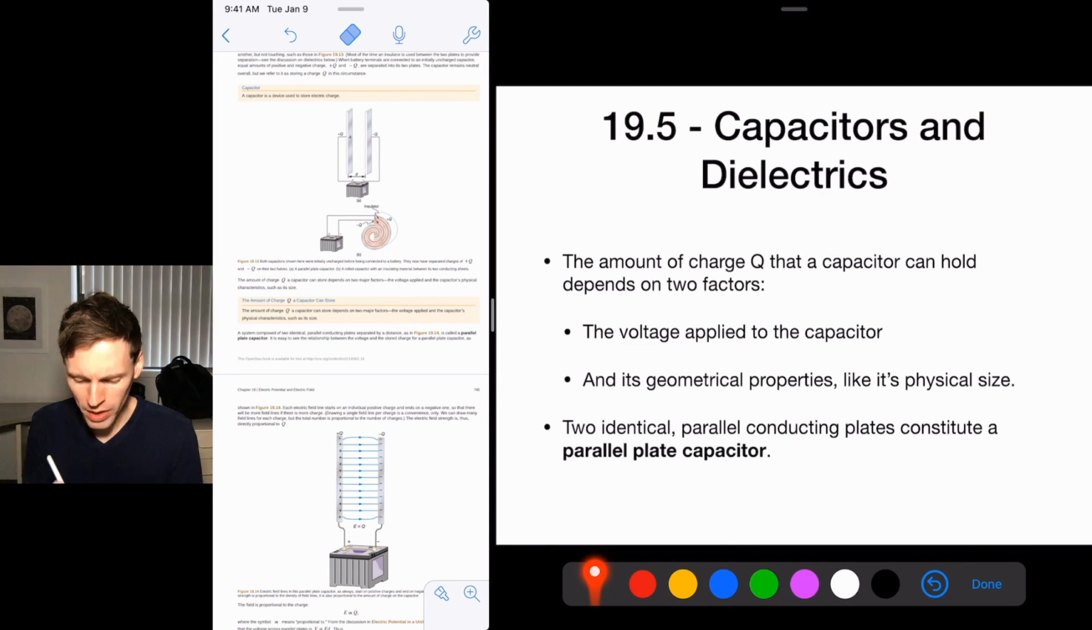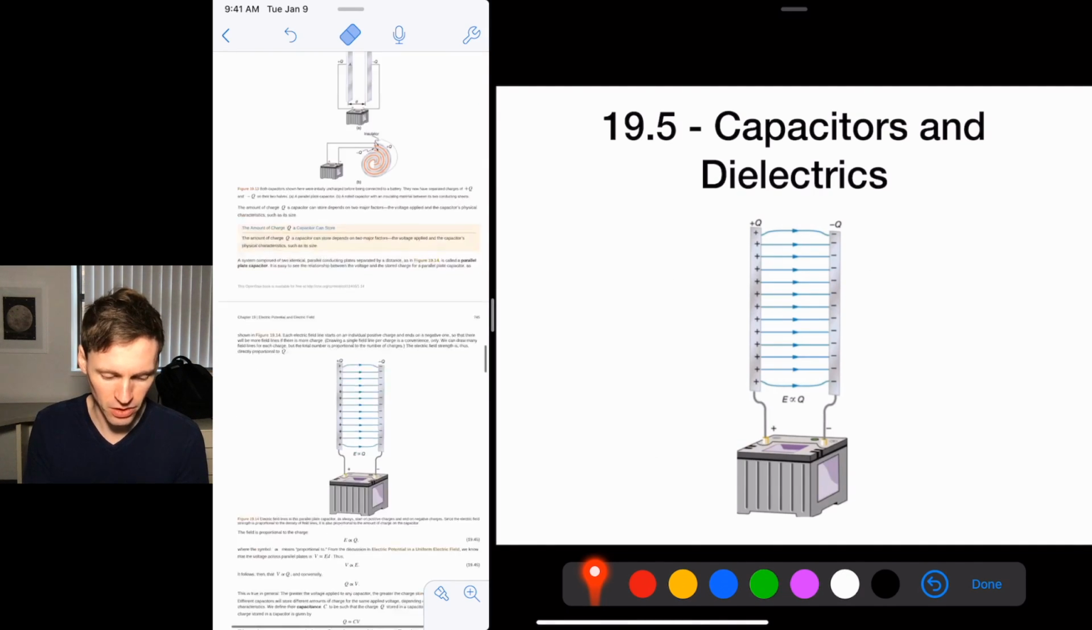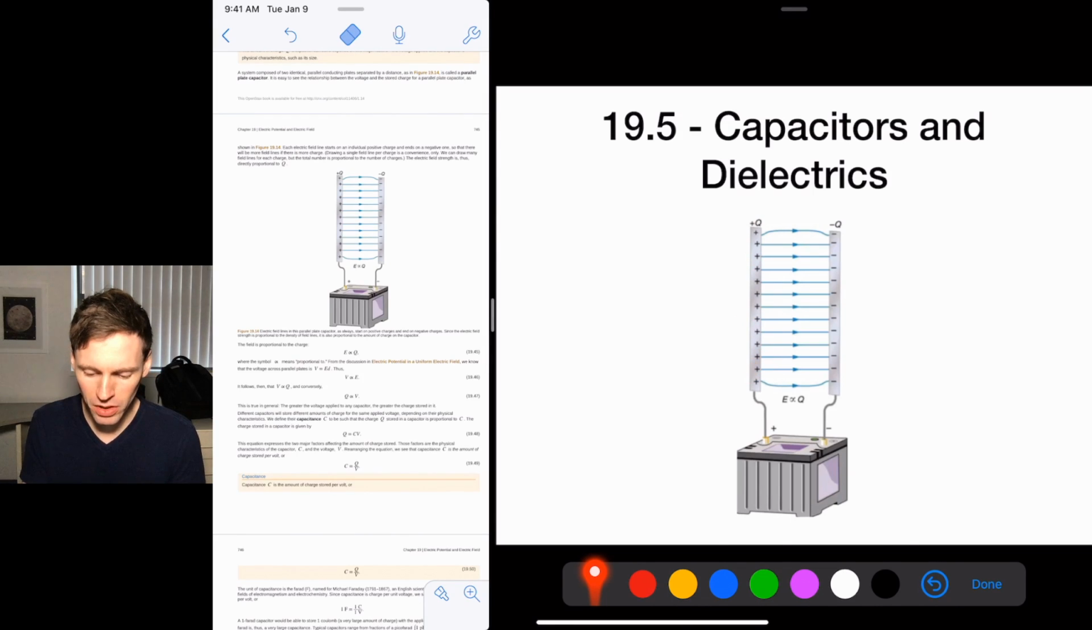So if you have two identical parallel conducting plates, that is called a parallel plate capacitor, okay? And that's what all these things are that we've been talking about here. So you've got plus Q and minus Q here, and remember electric field lines go from the positive charge to a negative charge, and they just go straight over to that. And this is what a parallel plate capacitor is. It creates charge separation, which results in the production of an electric field. So that's why we have capacitors. We want to store charge, and we want to store energy in the electric field so we can use it later.